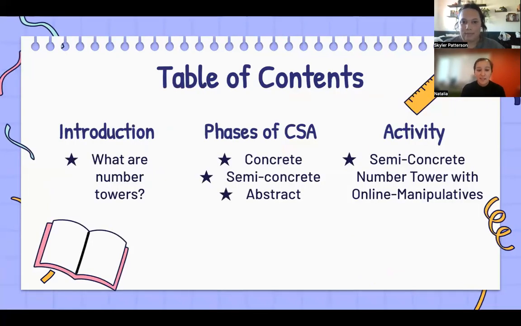In this presentation, we'll go over what number towers are and the phases of continuing student assessment, or CSA, which includes concrete, semi-concrete, and abstract. And we will finish with a semi-concrete activity with a number tower with online manipulatives.